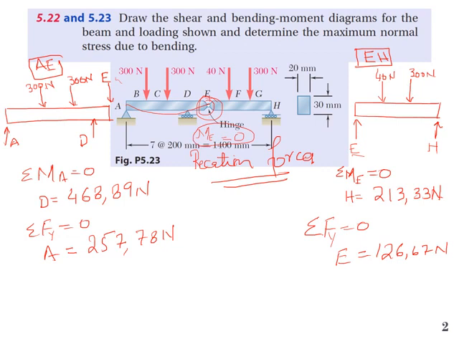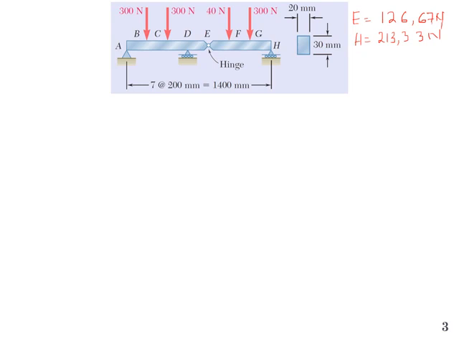Okay, now we already calculated the reaction forces, the external forces. Now we have to draw the shear force and bending moment diagram by considering the internal forces. Okay, now first we will consider segment EH. For segment EH, we already calculated the force at E and H, right? And we will take a section at different locations, and using that section we will find the internal shear force and internal bending moment.